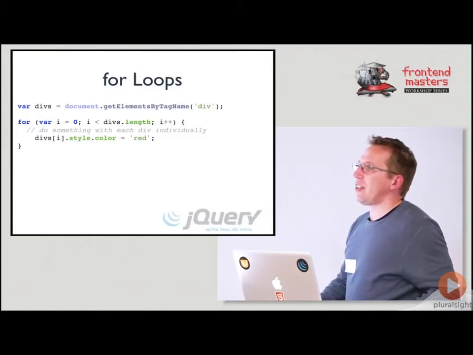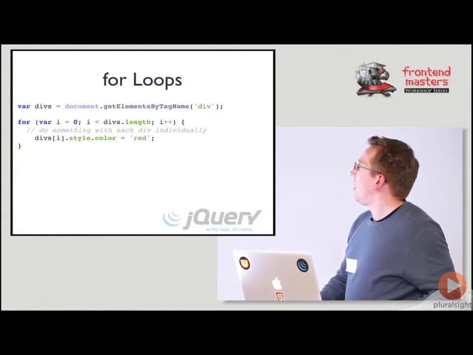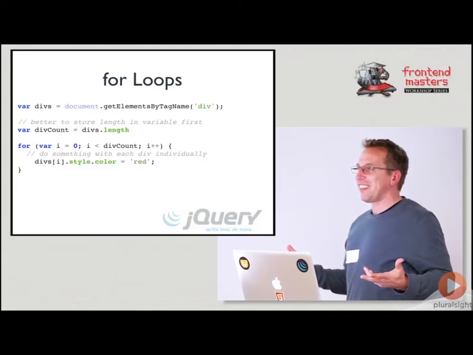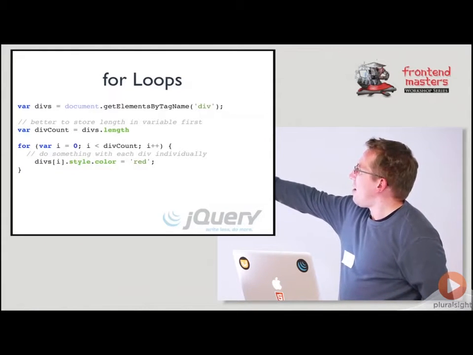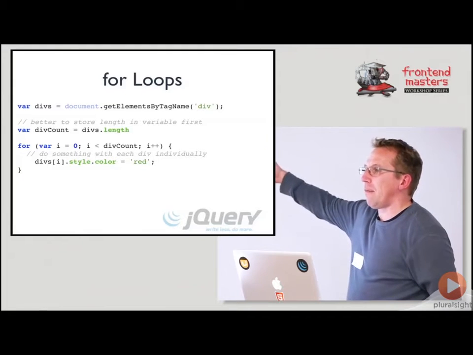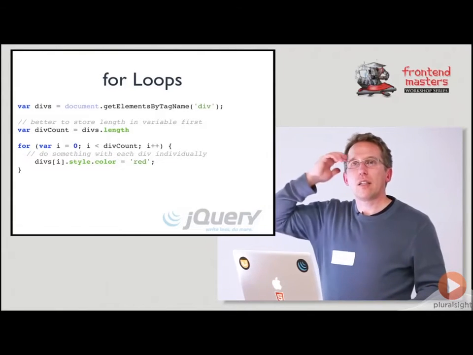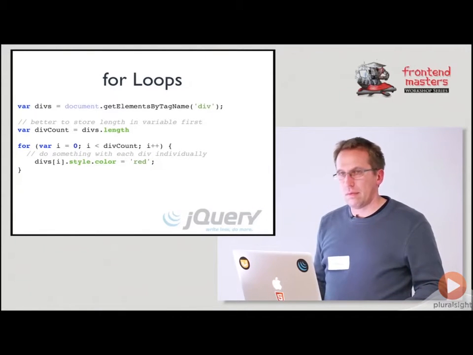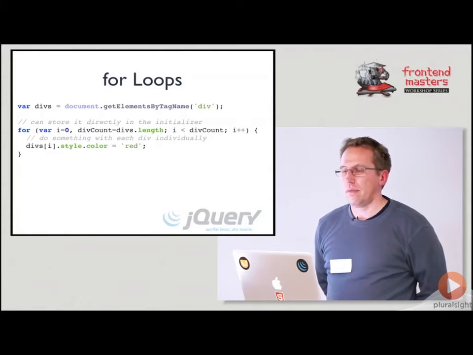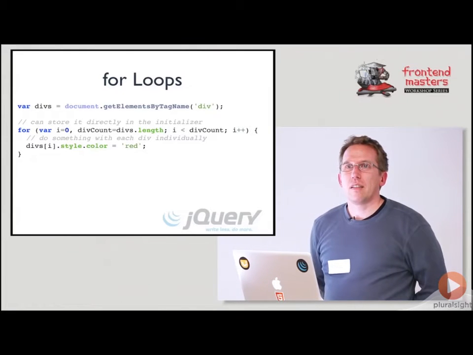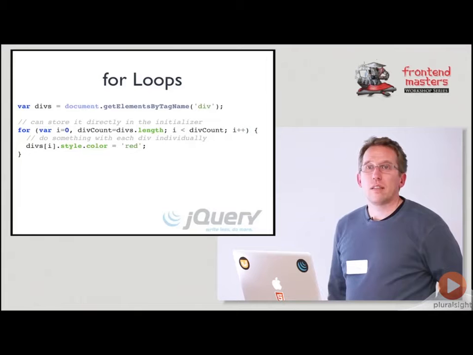Like sometimes you don't need to check the length every single time, right? Sometimes it's better to store the length in a variable first, right? So now I'm guaranteed to go through all of the divs that are there when I start. Another way you can do that if you don't want to have a div count variable floating around is you can, right after where you're declaring var i, put in another var L and then make the thing called the length, and you get the length there, and you can use i greater than L or whatever.